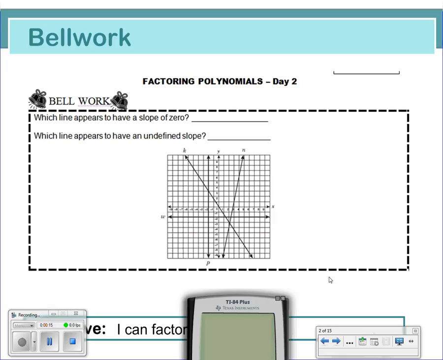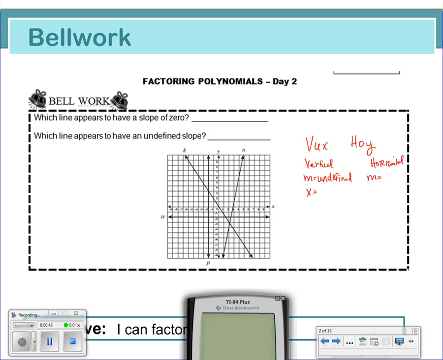undefined slope. Just looking at the graph, I'm going to recall our VUX-HOY, in which the V stands for I'm looking for a vertical line. U tells me the slope is undefined. And the X tells me my equation is going to be x equals. The HOY tells me I have a horizontal line.